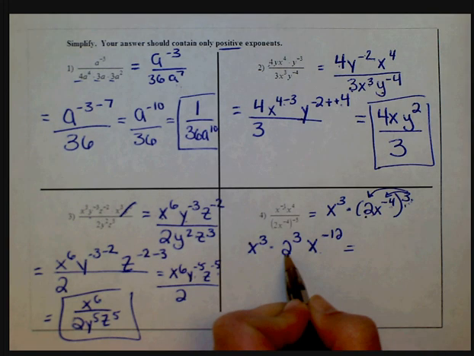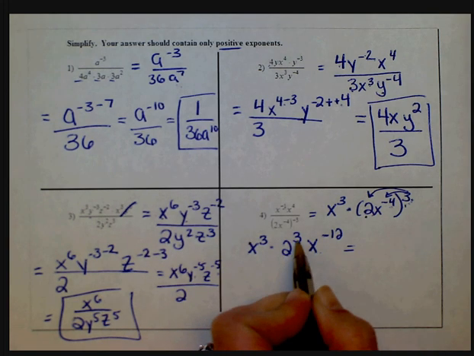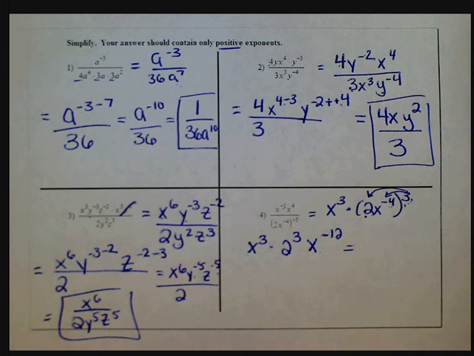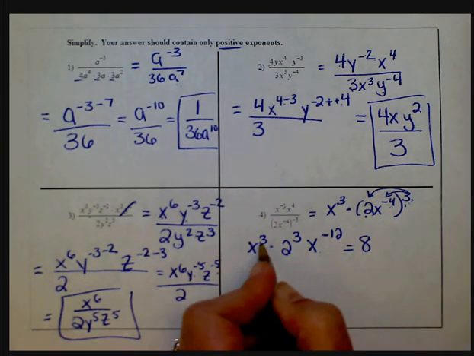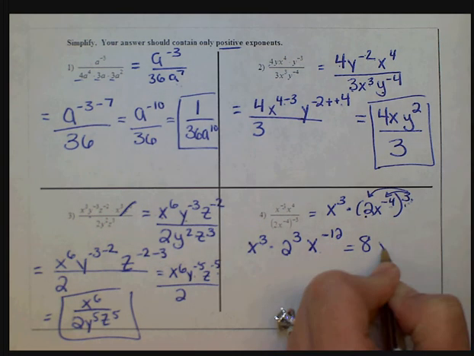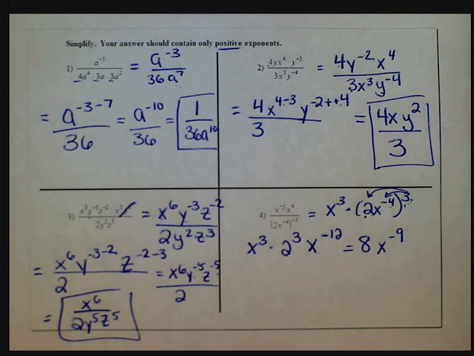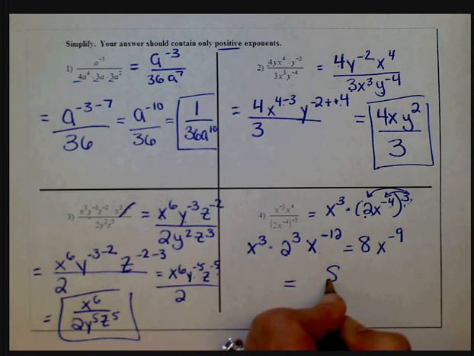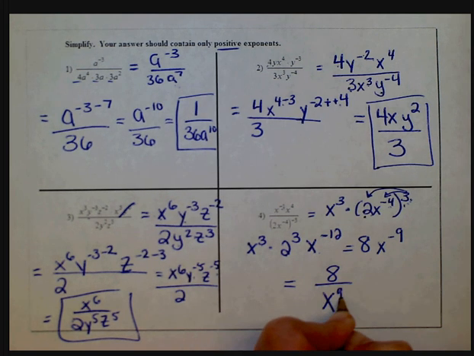I'm going to evaluate 2 to the third. Remember, it's not 6, it's 2 times 2 times 2, which is 8. And then 3 plus a negative 12 gives me x to the negative 9. Take the negative exponent and move it to the bottom of the fraction. My final answer is 8 divided by x to the 9th.